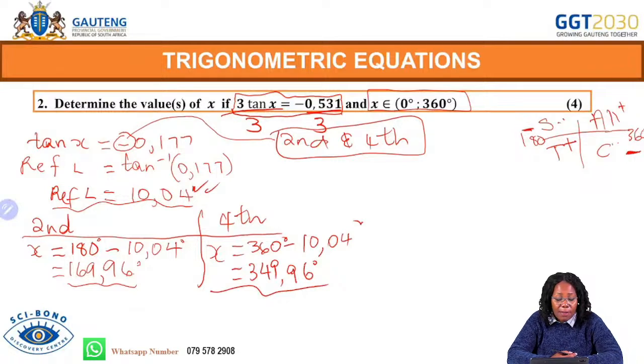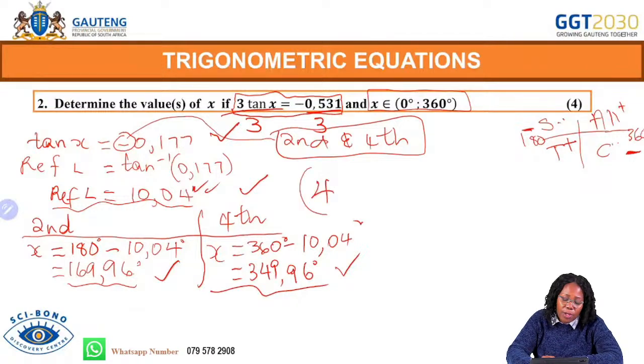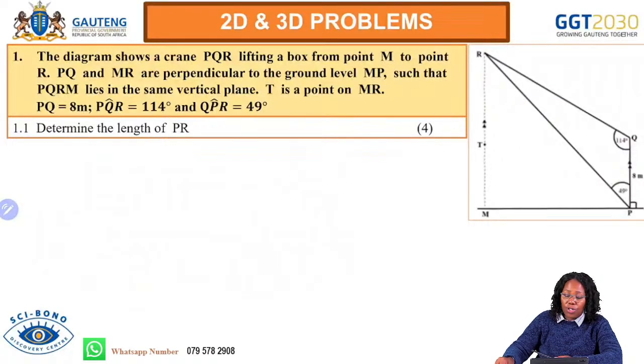And then let's look at the mark allocation now. 1 mark will be for the method, simplifying the 3, dividing by 3 on both sides. The second mark for the identification or calculation of the reference angle. The third mark will be the solution in the second quadrant, and the fourth mark the solution in the fourth quadrant. Hence, we have 4 marks there, grade 12. So that is how you solve your trig equations.